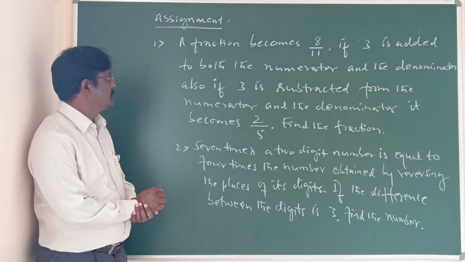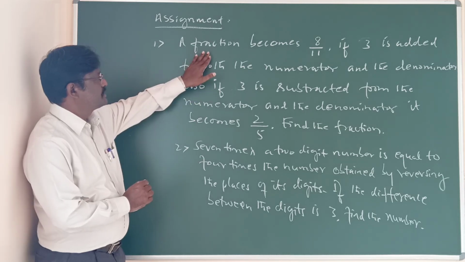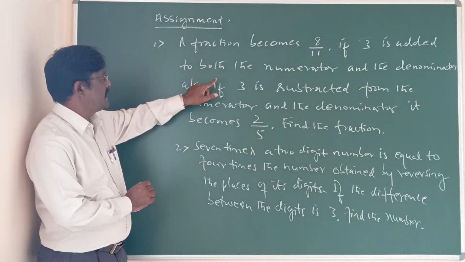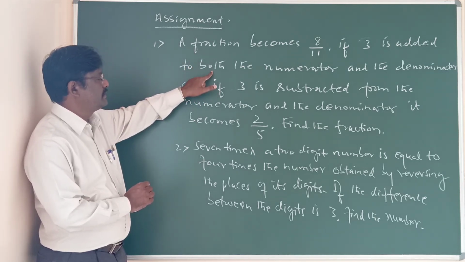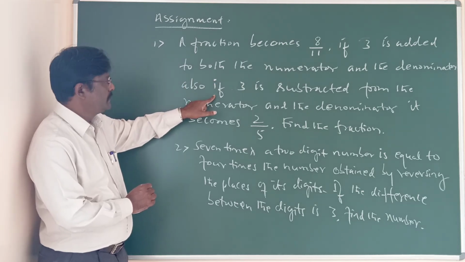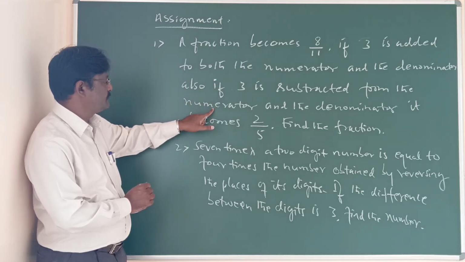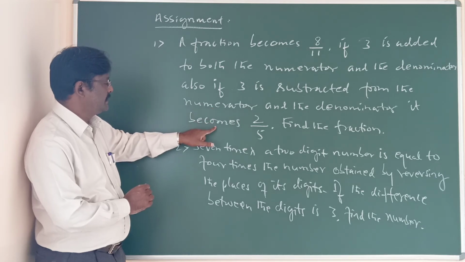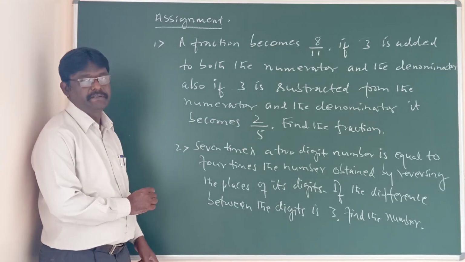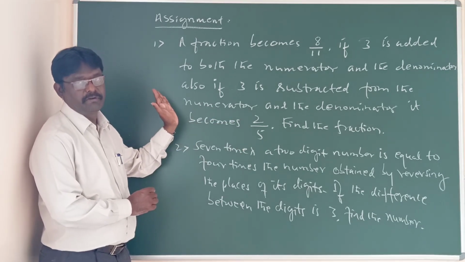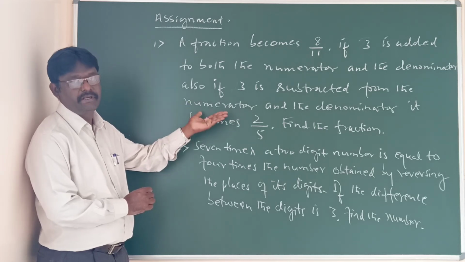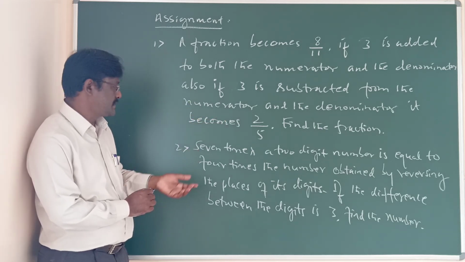Yes, children, two problems are for your assignment. A fraction becomes 8 by 11 if 3 is added to both the numerator and the denominator. Also, if 3 is subtracted from the numerator and the denominator, it becomes 2 by 5. Find the fraction, just like the problem we have done. Let us assume the fraction be x by y, and start like that.